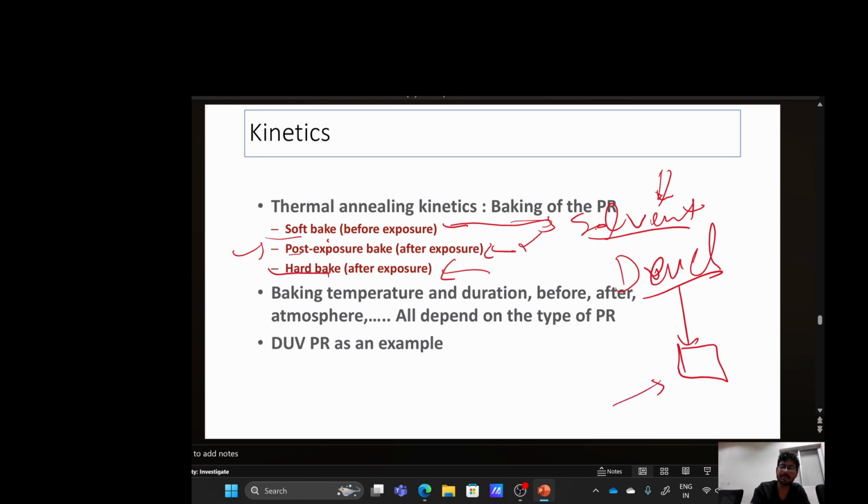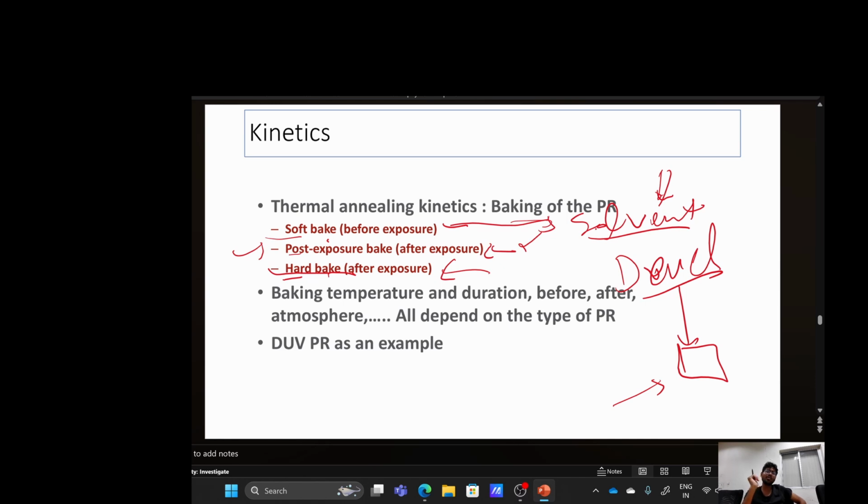After this hard bake process, you cannot develop this, because after hard baking the photoresist gets hardened. Okay, so this cannot be removed with the developer. That is why we do the hard bake, and hard bake is done for post processing.